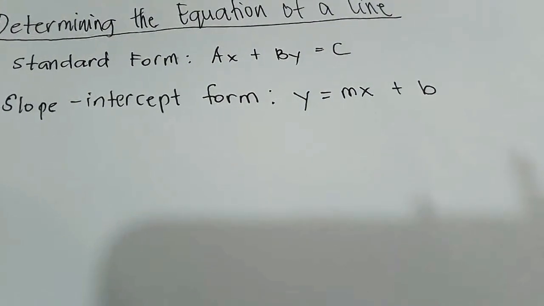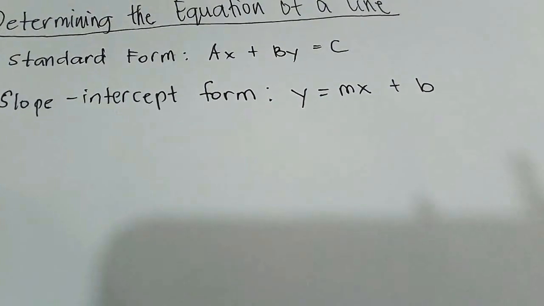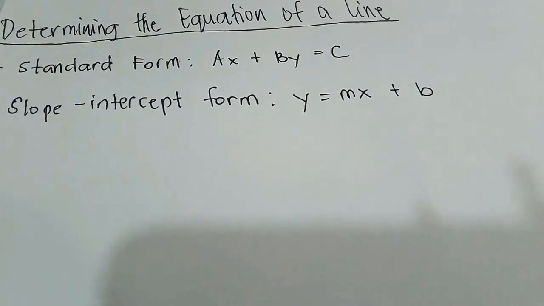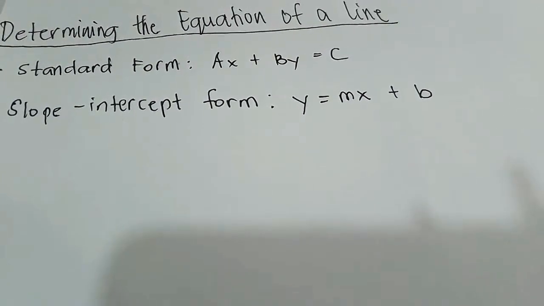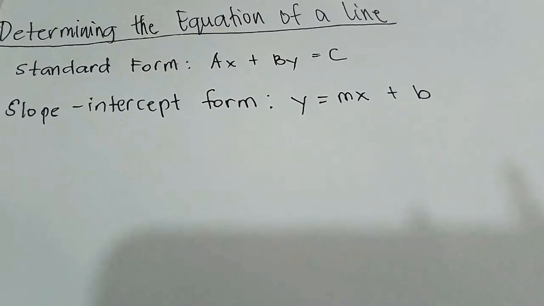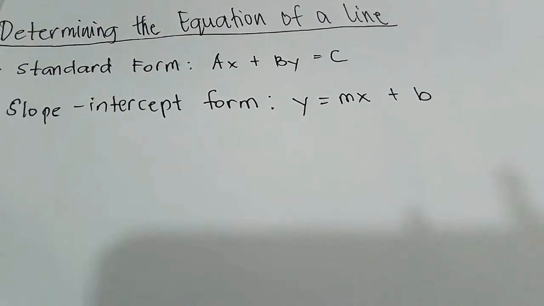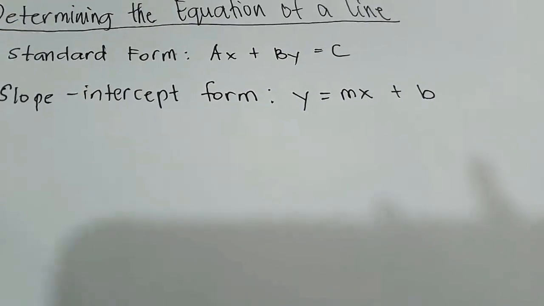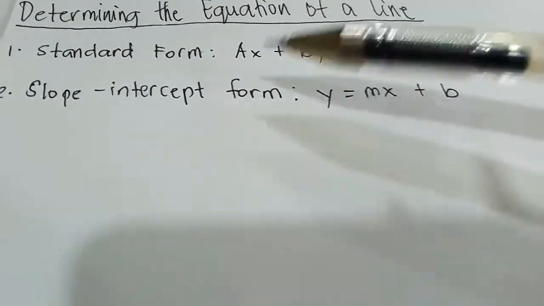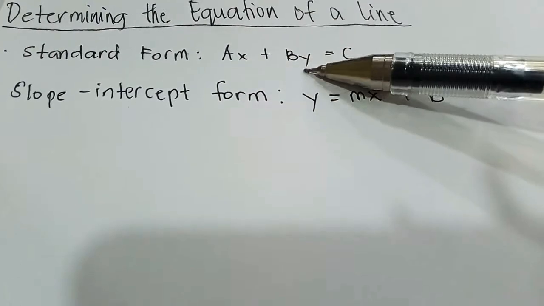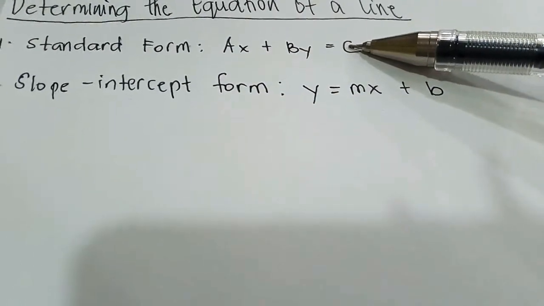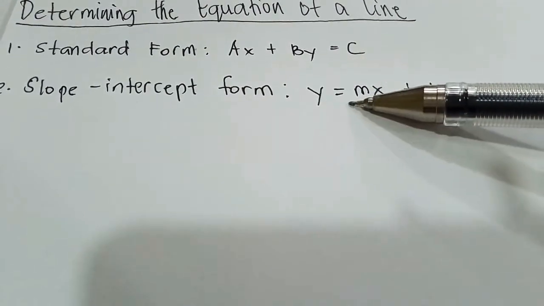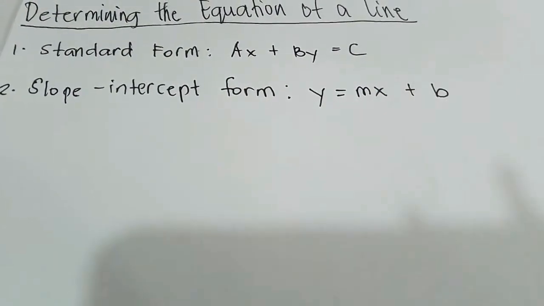In this video, we will discuss determining the equation of a line. The equation of a line can be written in standard form or slope-intercept form. So let us recall, the standard form of a linear equation is ax plus by equals c, and its slope-intercept form is y equals mx plus b.